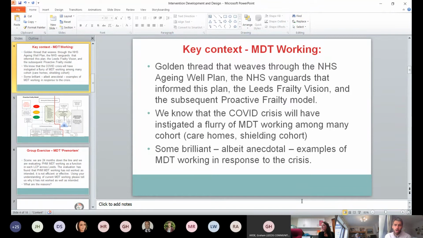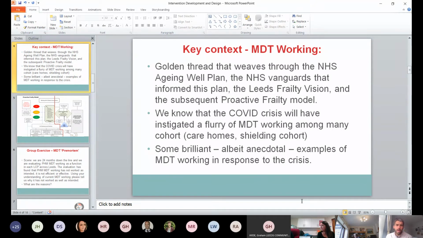We also know that the COVID crisis has instigated a flurry of MDT working among different cohorts. Some of the specifics that spring to mind are the wraparound support for care homes, and also the wraparound support in terms of partnership working and MDT working around shielded cohorts. And there are some brilliant examples of that, albeit anecdotal, as I say in the slide there.